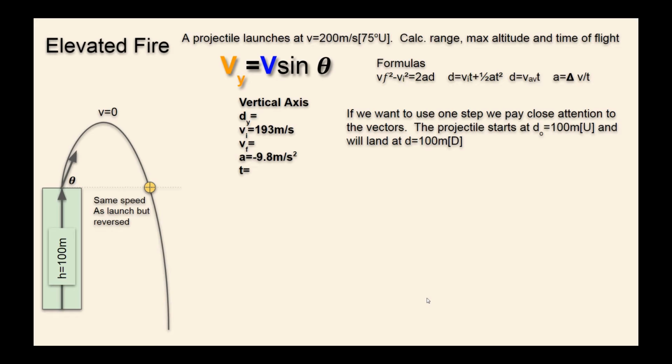Could we have done this problem in a single step? Is it possible to do it in one pass and not break it down into two? Yes. Not always, but sometimes yes. What we have to do is carefully track our position now. We actually have to do this as a vector numerically, right? Positive is up, negative is down. So the projectile starts at an initial position, d naught, the original position, 100 meters up, and it will land at a position 100 meters down. Again, strictly in the vertical. We're not doing horizontal here yet. We're just doing the vertical.